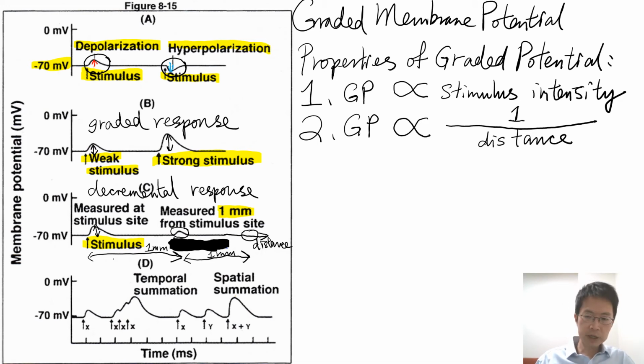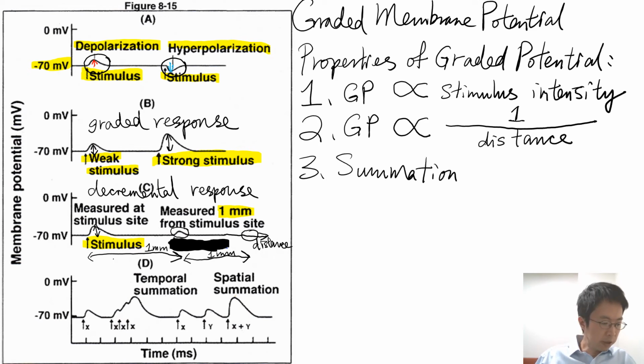Now number 3, summation. Summation has 2 types. One is called temporal, one is called spatial.